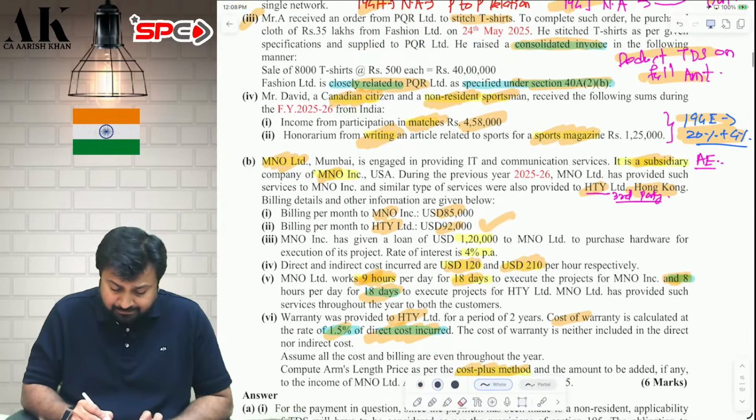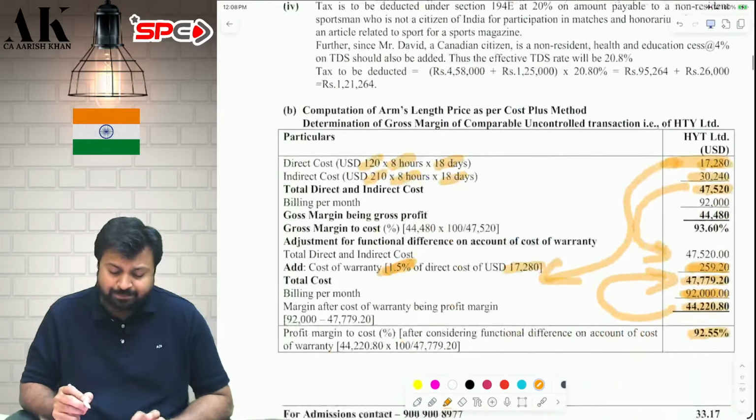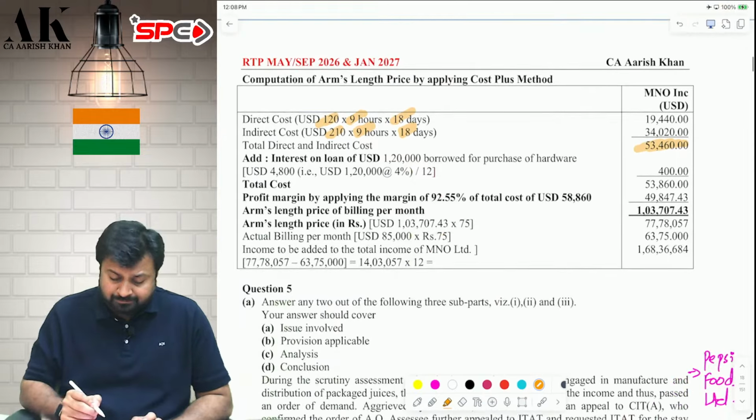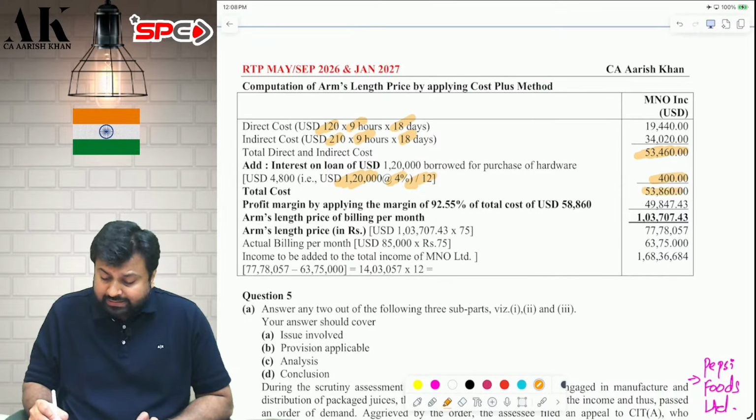Check over here. MNO INC has given a loan to us of 1,20,000 to MNO Limited to purchase hardware at 4% per annum. But we are calculating the data for per month, therefore you have to divide by 12. So we have to also add the interest cost over it. $120,000 into 4% into 1 by 12, $400 we have to add as additional cost. This is our total cost.